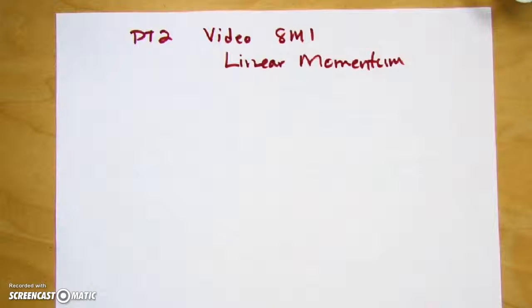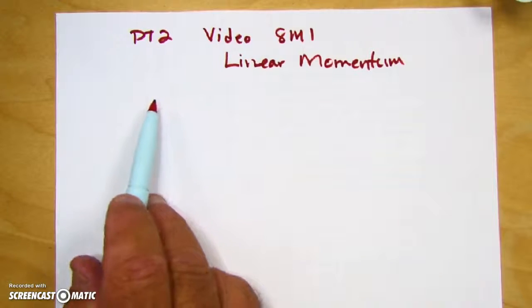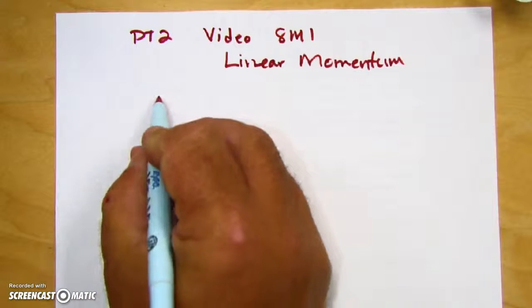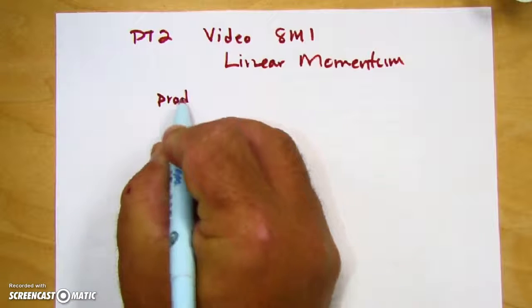Okay, let's talk about momentum, and then we will talk about linear momentum. Now, a key thing to understand with momentum is that it is a quantity of motion. It's what governs so many of our sports, car crashes, stuff like that. What it really is, is the product of mass times velocity.